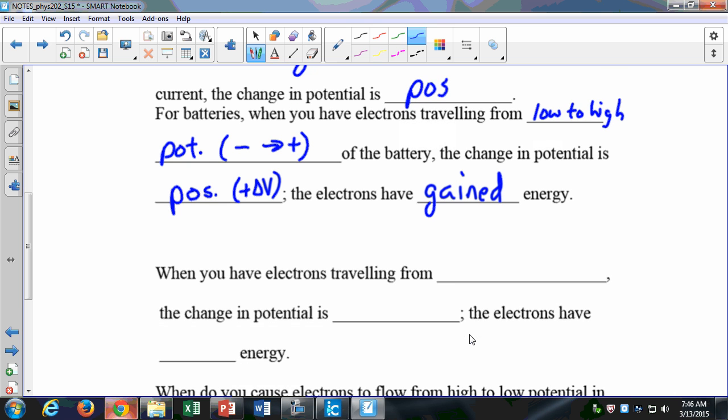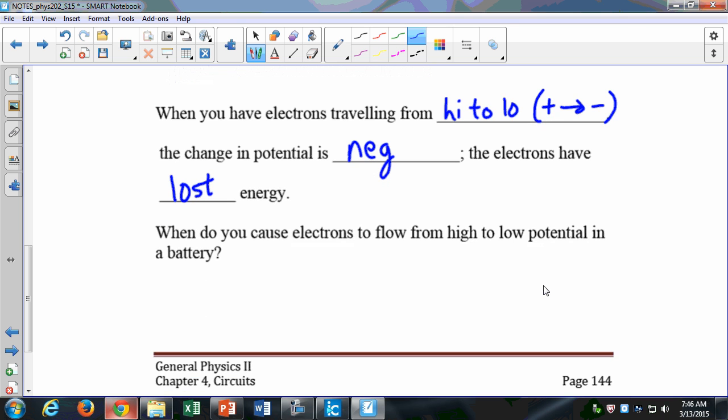When you have electrons traveling the other direction from high to low, that is from positive side to the negative side, from the big side to the little side, the change in potential is negative. The electrons have lost energy. And when you go high to low, that's when you charge a battery.